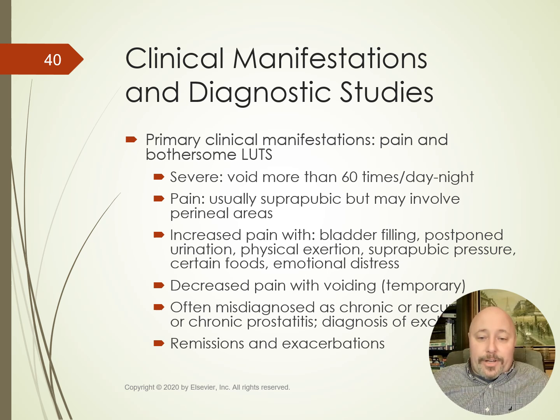The primary clinical manifestations are pain and bothersome UTIs. The severe form is where they void more than 60 times in a day and night. The pain is usually suprapubic, but may involve the perineal areas. They have increased pain with bladder filling, postponed urination, physical exertion, suprapubic pressure, certain foods, or even emotional stress. You're going to see decreased pain with voiding, though that decrease is temporary.